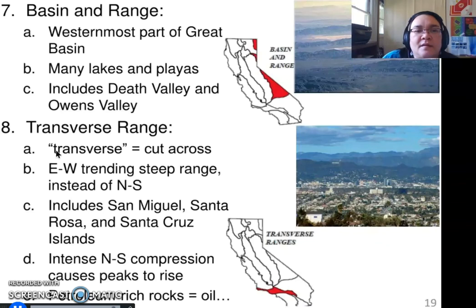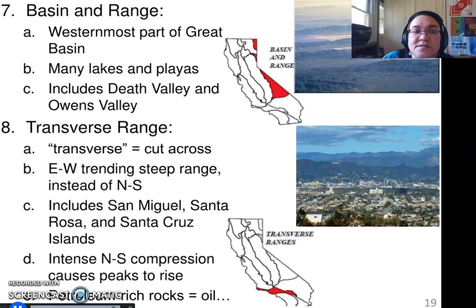The Basin and Range is located in the eastern part of California. It consists of normal faults, which are vertical faults where one block drops down relative to another. This type of faulting creates a landscape of mountain ranges and adjacent valleys, which is why it's called the Basin and Range. It includes many lakes and dry lake beds, which are also called playas, including Death Valley and Owens Valley.